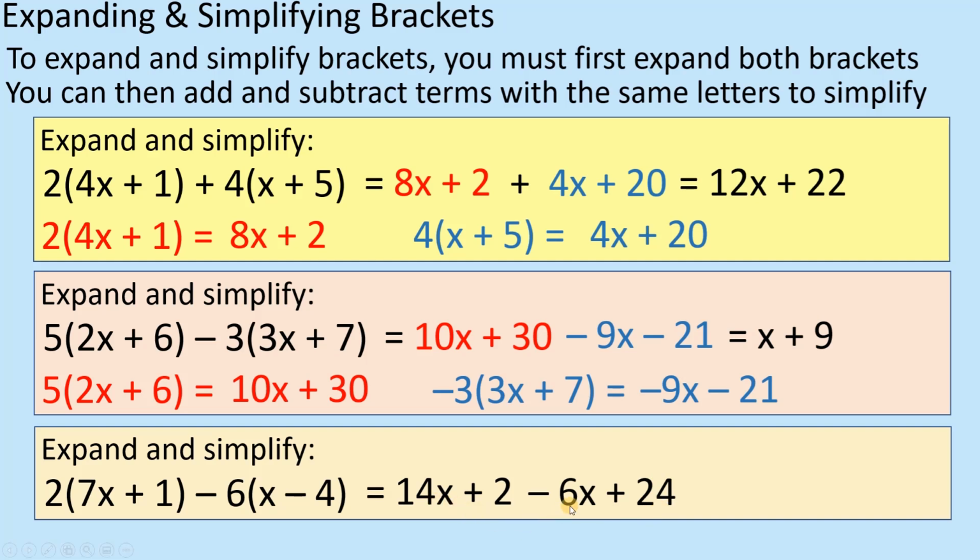So 14x take away 6x is going to give me 8x. And then plus 2 plus 24 is going to give me 26. And you can see here, I've written it down. So minus 6x. So minus 6 times minus 4 is plus 24. And you can clearly see that that's where I think students will make mistakes. So that's one you've got to watch out for.